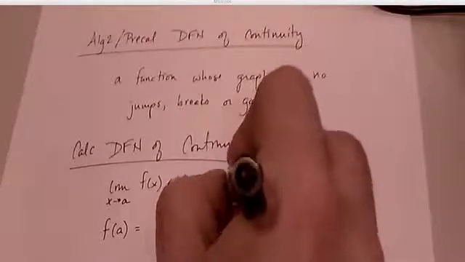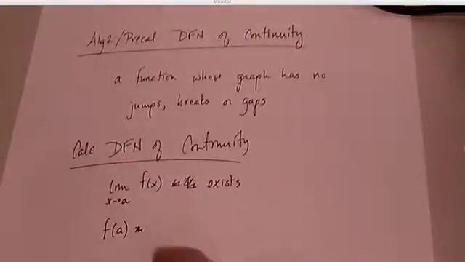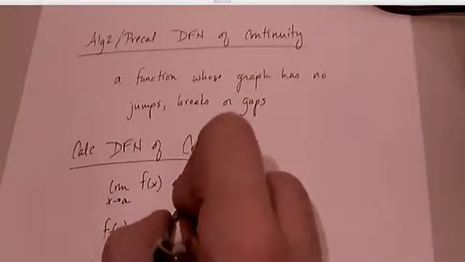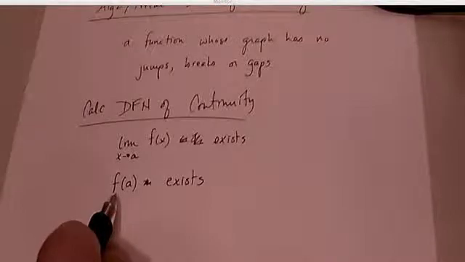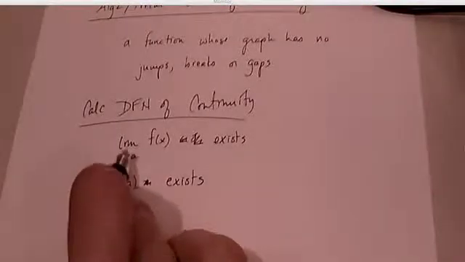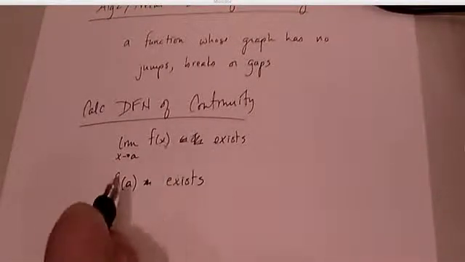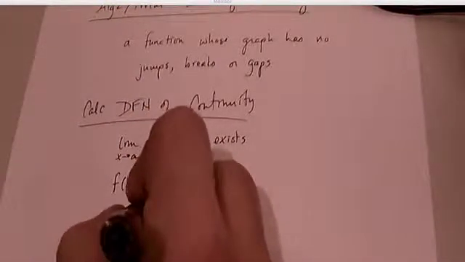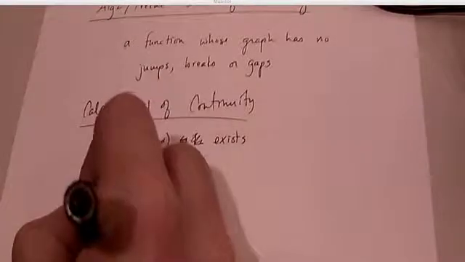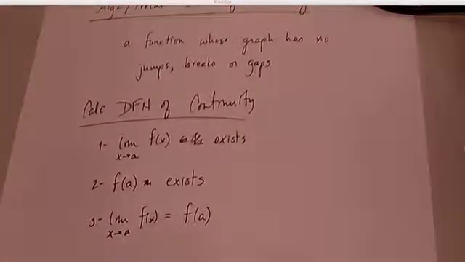That's basically all you need to know. You need to know that the limit exists. You need to know that the function value at that same input value, at a, exists. So you need to know that the limit exists, the function exists, and thirdly, that those are the same value. Okay? So that's the 1, 2, 3 of the definition of continuity.